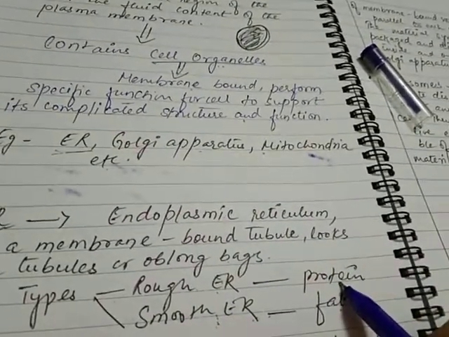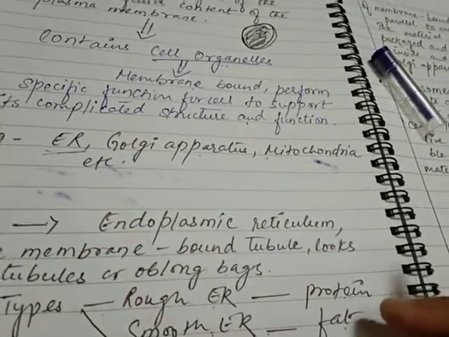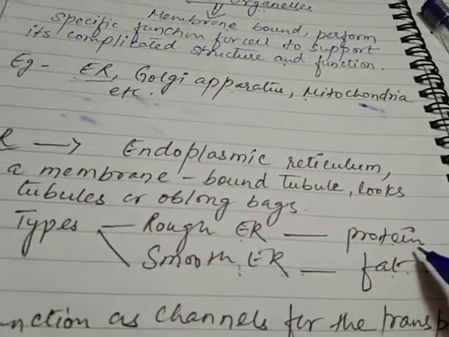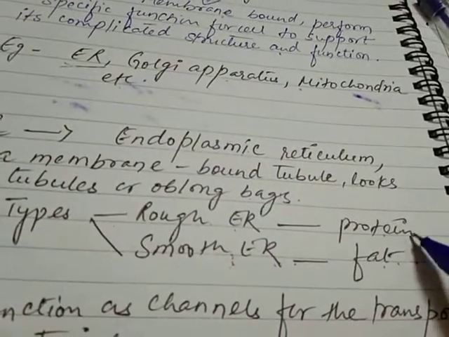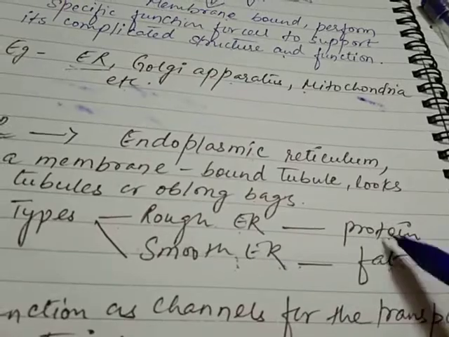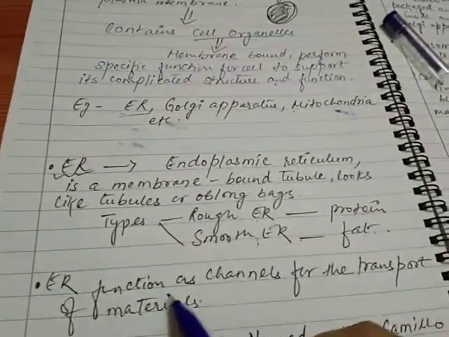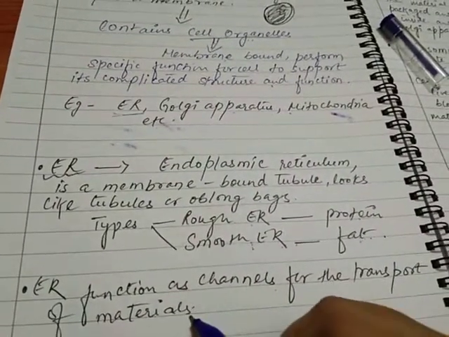Now, this protein and fat are required for building up the plasma membrane. You have already studied that the plasma membrane consists of lipids and proteins, and the protein and lipid which are required for the formation of the plasma membrane are actually provided by this endoplasmic reticulum. Apart from that, the endoplasmic reticulum also functions as channels for the transport of materials.